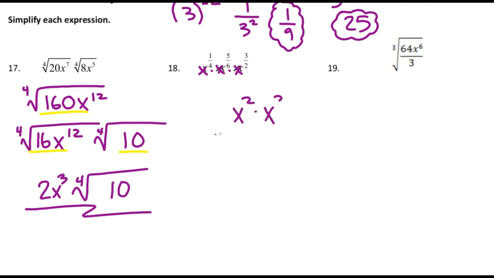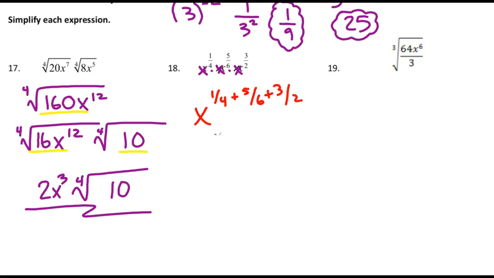X squared times x cubed. That's going to be x to the 5th. So I add them. All right. So if I forget, I try to go back to something simple to remember the rule. And so now I'm essentially adding 1/4 plus 5/6 plus 3/2.